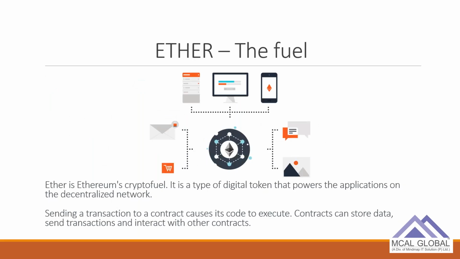Now Ether is the fuel. So basically the currency, the Bitcoin equivalent, is Ether here. It is a type of digital token that powers the applications on the decentralized network. Sending a transaction to the contract causes its code to execute. Now in Ethereum there are two types of accounts. One is the normal account that we own, which is called an externally owned address, and the other one is called a contract address. So when we create a contract, a contract account is also created and the code is with the contract address.